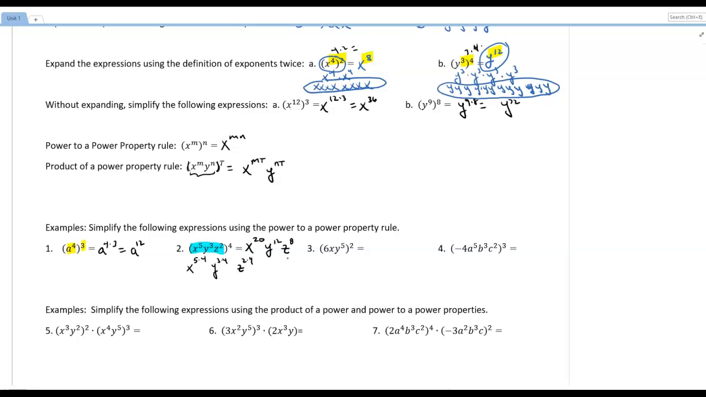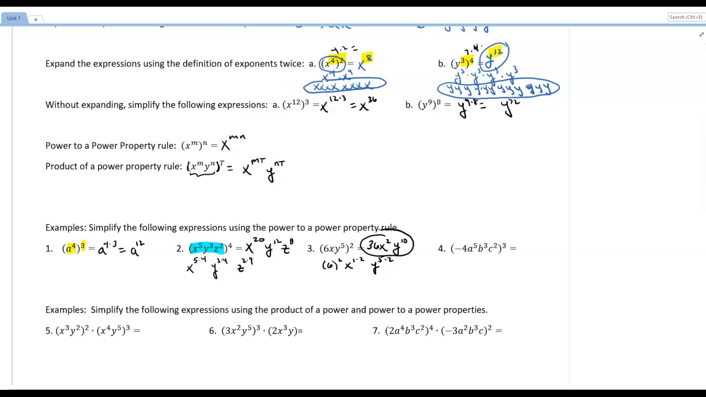Example 3, when everything gets raised to that second power, now we have to take that 6 and raise it to the second power. X to the 1 times 2, y to the 5 times 2. Now, 6 squared is going to give me 36, x to the second, y to the 10th. And we are done.